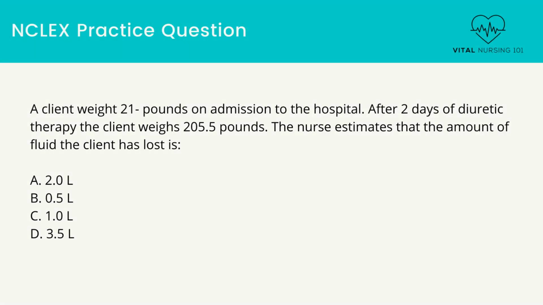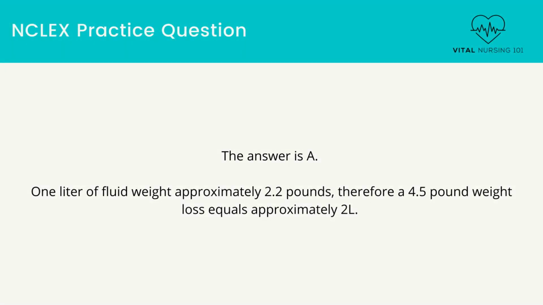A client weighs 210 pounds on admission to the hospital. After 2 days of diuretic therapy, the client weighs 205.5 pounds. The nurse estimates that the amount of fluid the client has lost is 2.0 liters, 0.5 liters, 1.0 liters, 3.5 liters. The answer is 2.0 liters. 1 liter of fluid weighs approximately 2.2 pounds, therefore a 4.5 pound weight loss equals approximately 2 L.